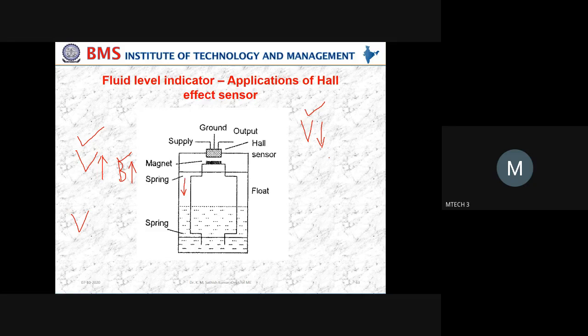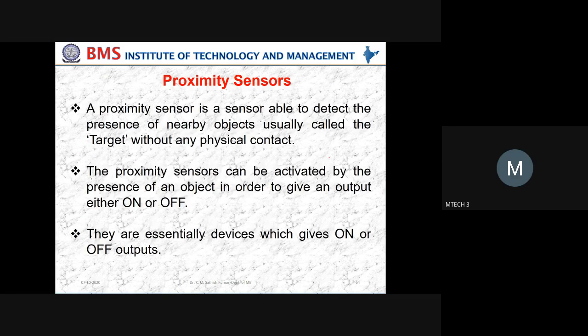Now we'll move on to the second sensor, called the proximity sensor. Proximity is very simple to understand: it is nothing but how close you are to me, how close the object is to the target. When I say proximity, there exist two different things: one is the sensor, the other is the target, and the target is nothing but the object. How close the sensor is to the target is determined by the proximity sensor.